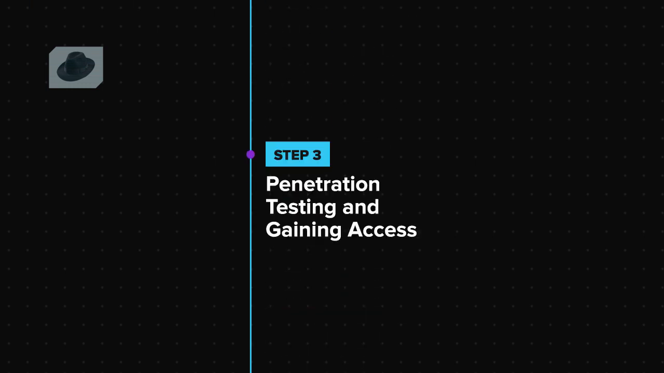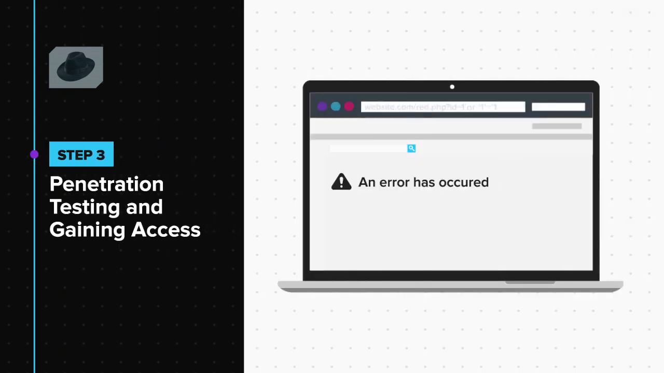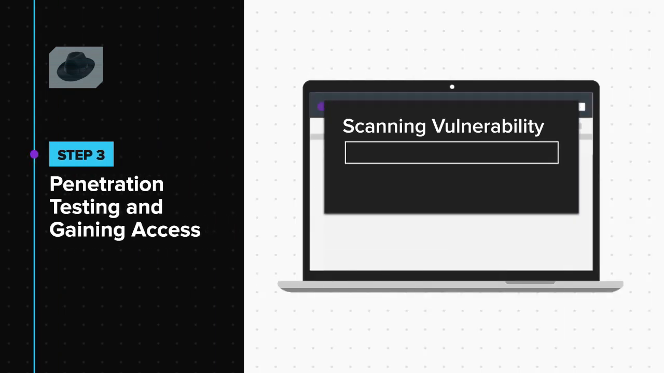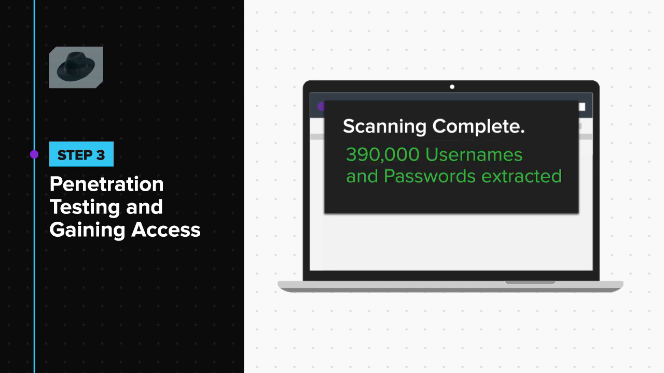The third step is penetration testing and gaining access. So now that the hacker has found the vulnerabilities, he exploits these to gain access to critical information or data. For example, the hacker may try to get access to the database and steal user information.